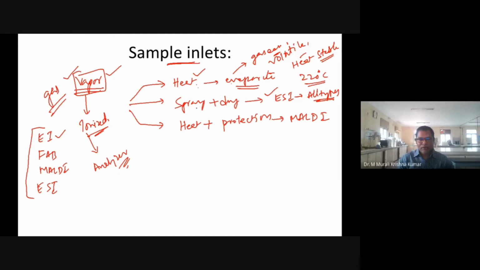We ultimately spray the sample and dry it. When we dry the spray, whatever non-volatile chemical is there in the spray can spread like a foam, like a fog, so that the volatilized drug molecules can be subjected to ionization, and the ions present in gaseous phase can be sent to the analyzer. And then heat and protection.